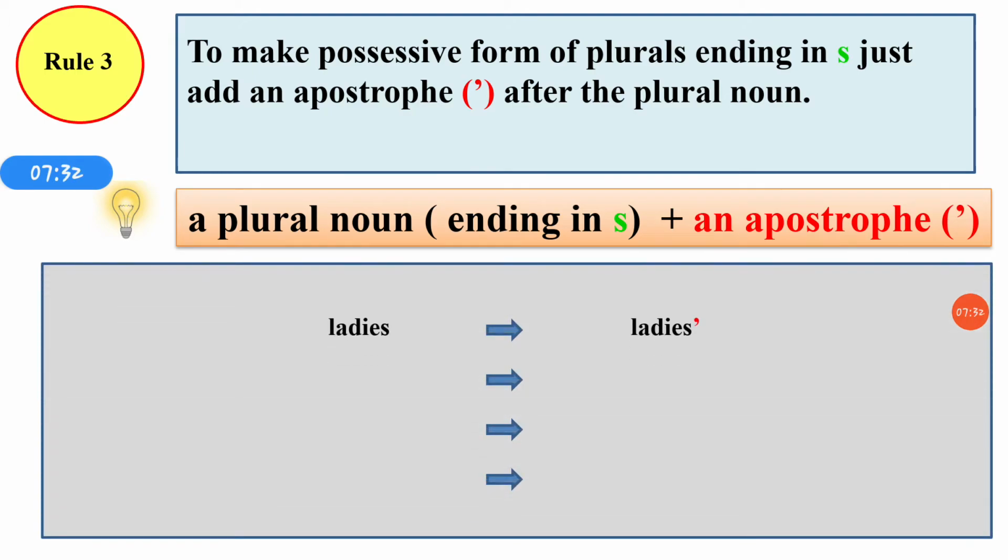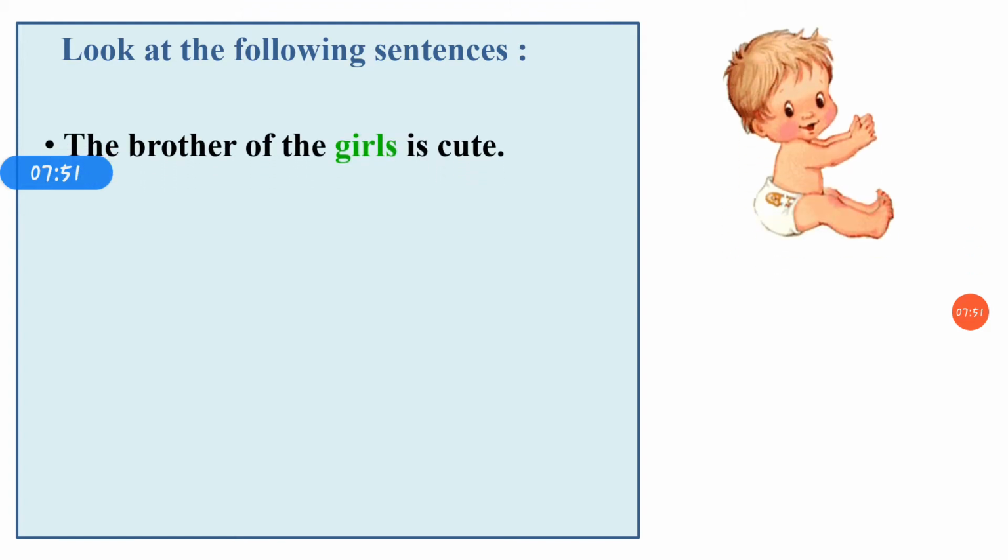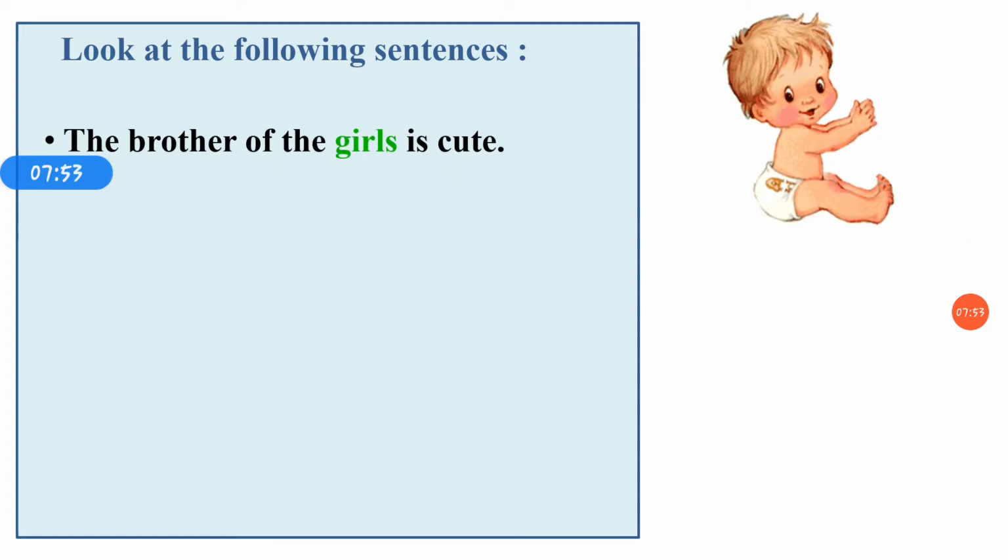Examples: ladies, ladies', just add apostrophe. Dogs, dogs', apostrophe. Birds, birds', apostrophe. Bees, bees', apostrophe. Look at the following sentences. The brother of the girls is cute. The noun girls is a plural form of noun. To show possession, we can write it as the girls' brother is cute.